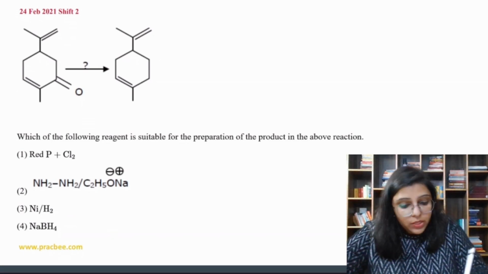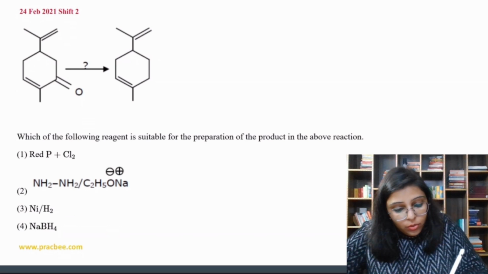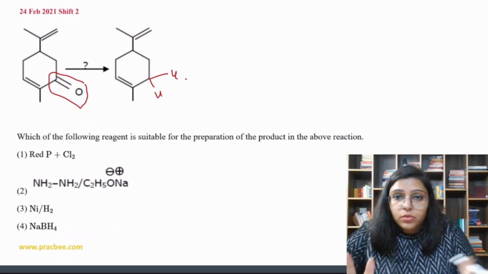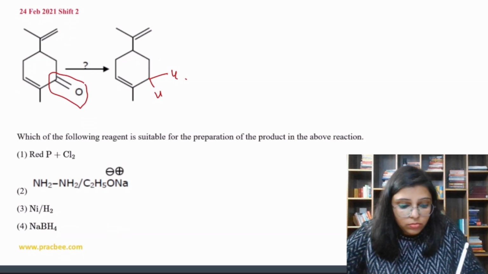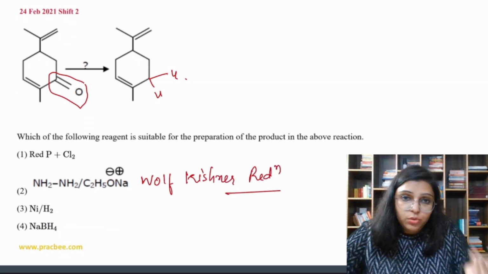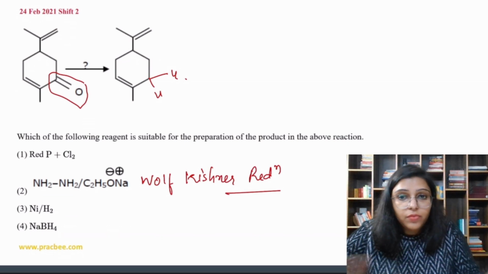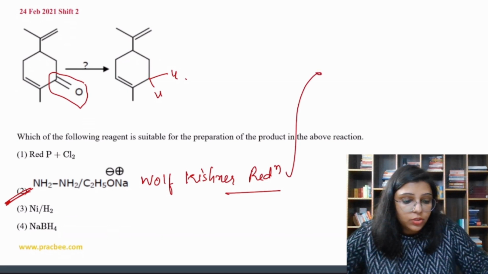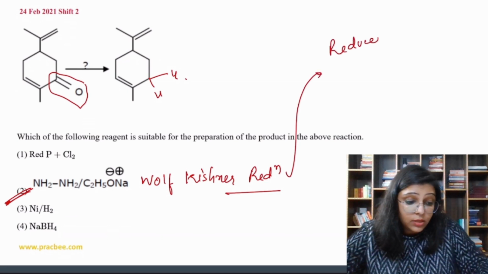Simple question, reagent based question. So here only keto group is reduced to CH2. Rest are same. So which reagent we are going to use? This is Wolff-Kishner reduction, right? So we have two reagents now, either Clemmensen reduction or Wolff-Kishner reduction. So option 2 is going to be the answer. So Wolff-Kishner reduction reduces carbonyl to alkanes.